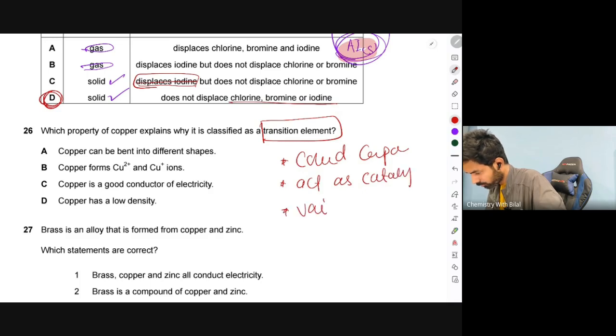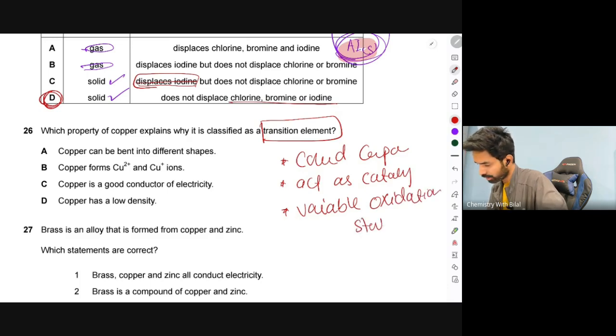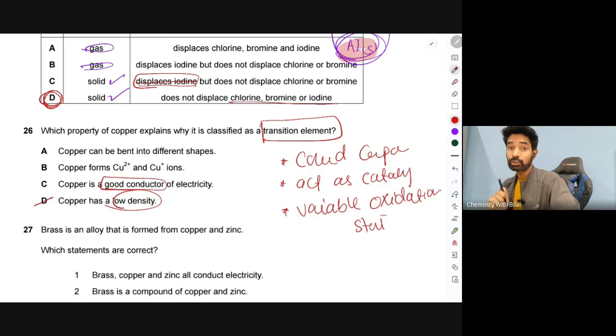Variable oxidation state. What does it mean? It means the same element can form different charges. Low density is not a property of transition. Good conductor is a property of transition, but it is not only of transition. वो तो ग्रुप 1 और 2 वाले भी गुड मेटल्स, गुड कंडक्टर होते हैं, तो इससे हमें ये नहीं पता चलेगा कि ये ट्रांजिशन है या नहीं.